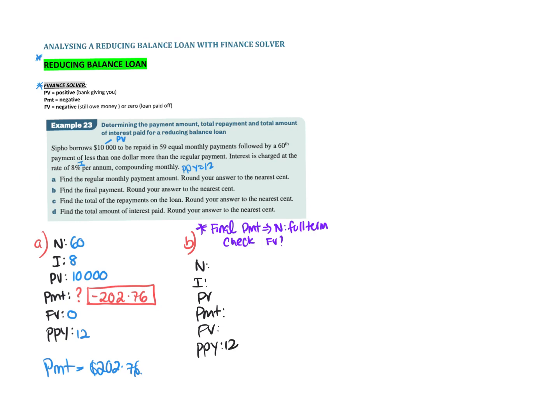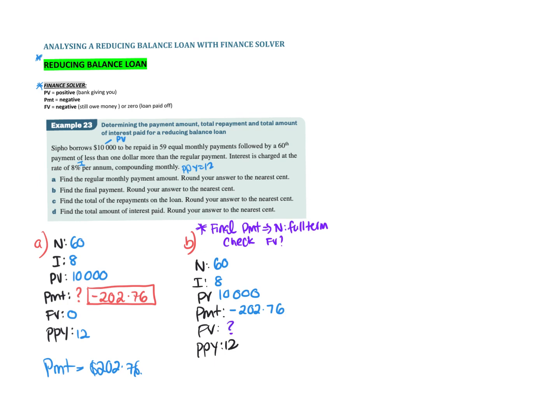Because we're going to adjust that last one, full term, we're going to say 60, because it was 60 payments at 8%, and if we borrowed 10,000, but now I'm going to pop in that payment of the 202.76. So I will use the rounded answer. This is what you need to do. You use your rounded answer from before.